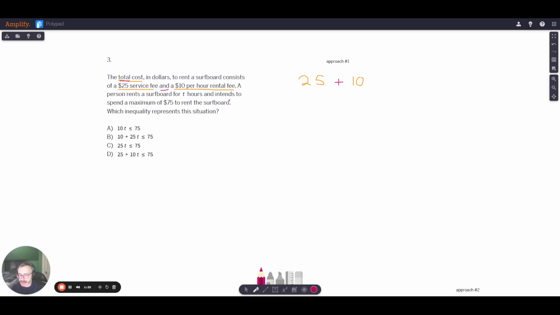If I think about this context, if I go to this surf shop, I might end up spending $25 plus $10 because I rent it for just 1 hour. Or I might do $25 plus 10 for the first hour, 10 for the second hour, 10 for the third hour, 10 for the fourth hour. Whatever I do, I'm going to use this 25 once, but I might be using this 10 over and over again. That's where we're going to be using a variable. The $25 service fee happens just once, but it's $10 per hour for every hour.